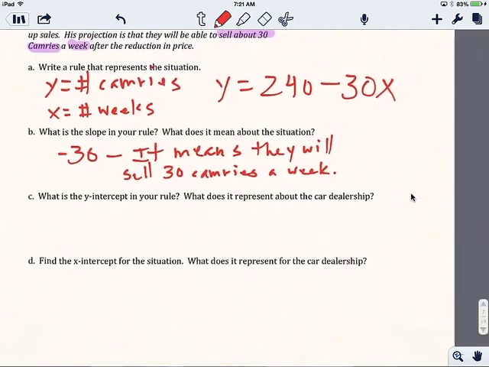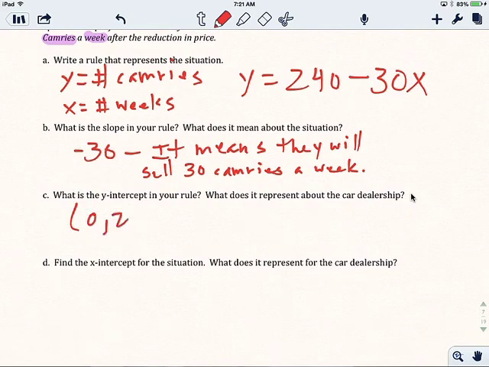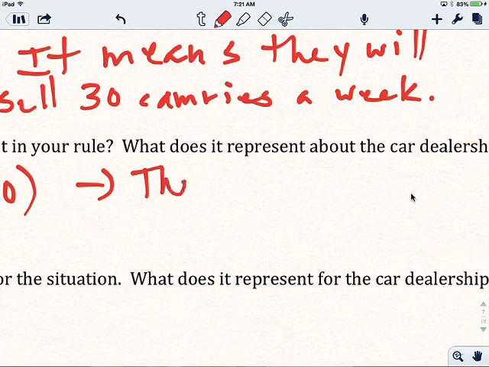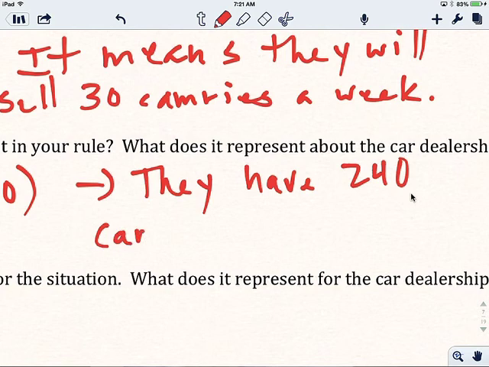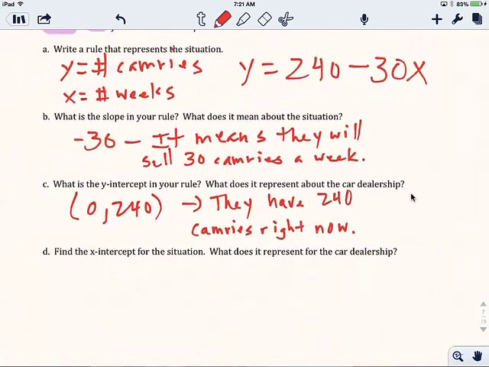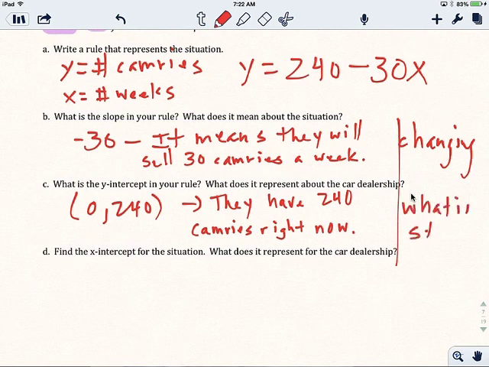Okay, the y-intercept is the other number that we considered. 240 is how we'd report it, and it means that they have 240 Camrys right now. Another way to think about it is, when you're thinking about the slope for a situation, it's what's changing, or the rate at which things are changing. And the y-intercept is going to be what is stable, what do they already have, what number doesn't happen over and over again.